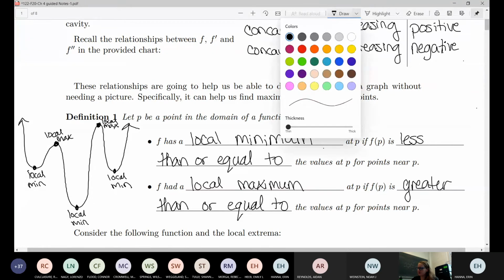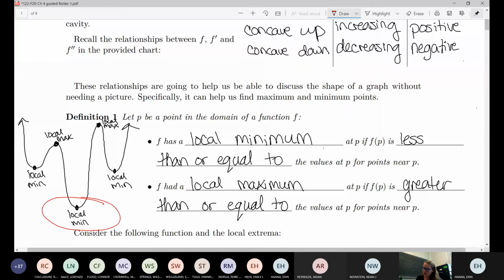Now, notice that this particular local min in the middle is lower than the other 2 local mins. That doesn't matter, at least not right now. So to be a local max or min, that's what it means by points near P. It just has to be, in a generic interval around that point, the highest or the lowest. So it's not necessarily the absolute lowest thing on the function or the absolute highest thing on the function.